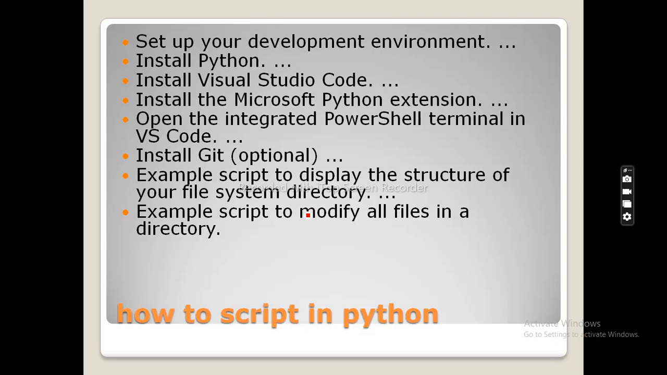Now how to script in Python, means how to write Python, what to open, where to write. Set up your development environment. IDLE, Integrated Development Learning Environment. Install Python, install Visual Studio Code, install the Microsoft Python extension, open the integrated PowerShell terminal in VS Code. VS Code means Visual Studio Code. Install Git, that's optional. Example script to display the structure of your file system directory. Example script to modify all files in a directory.